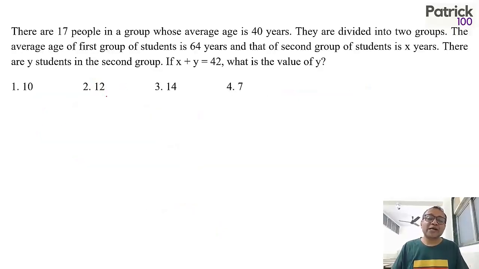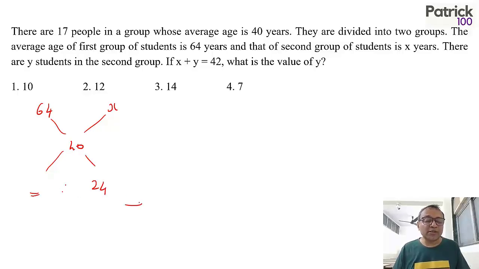17 people in a group whose average age is 40. They divide into two groups. The first group has average 64, the second group is X, and the overall average is 40. So I'm doing alligation; though I don't know both values, I know only the average, and one value is not known. So this becomes 24, which will give you some value. Remember the total number of students is 17, so the sum of these two should be a multiple of 17, because the ratio you get is the ratio of the number of students.